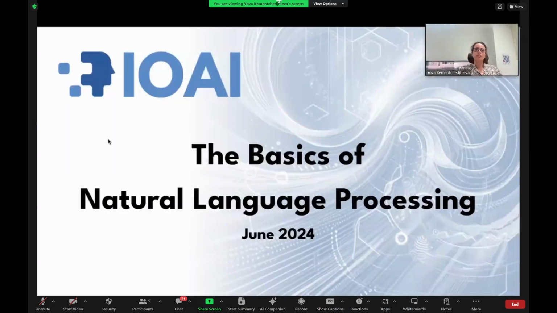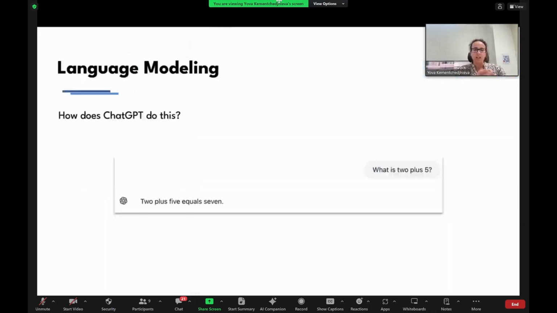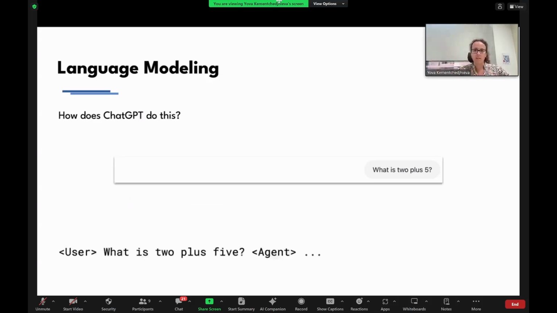All right, we're talking now about the basics of natural language processing. We all know ChatGPT, we have all interacted with it. You know that if you go and ask it what is 2 plus 5, it will tell you the correct answer. Since ChatGPT is a proprietary model, we don't really know exactly how it works, but we have good reason to believe, and in a technical report they did reveal certain details about the model, that at the very core of this model lies a language model. At the very core of this AI agent lies a language model.